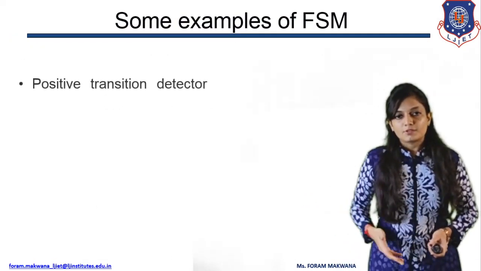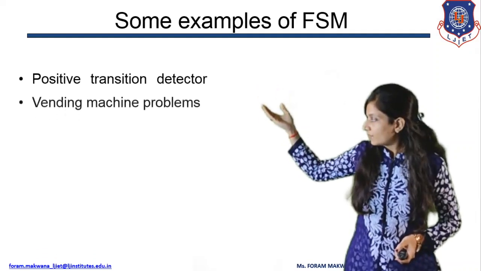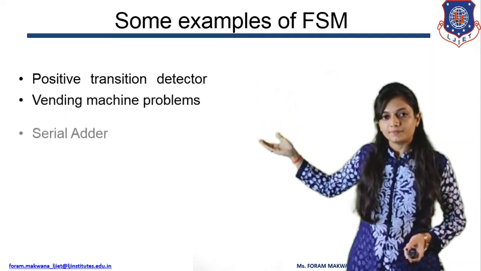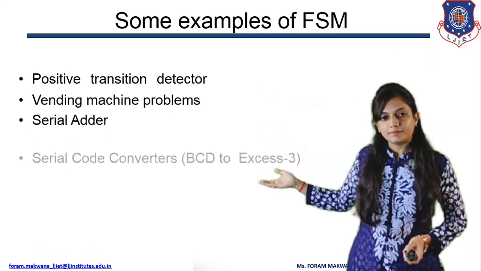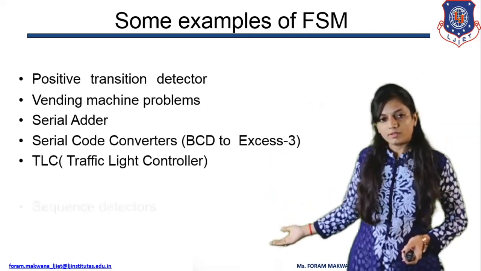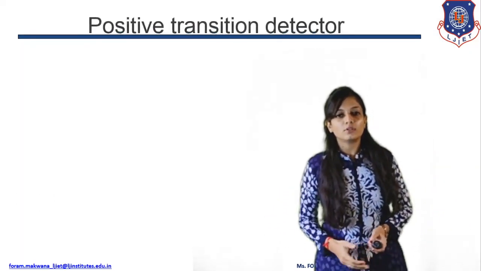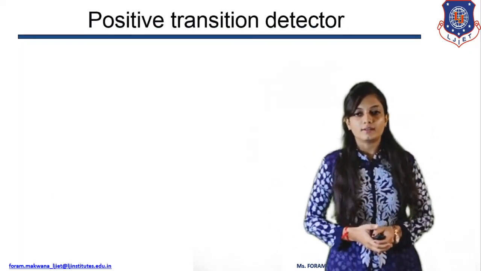Now there are some examples of FSM. The first one is the positive transition detector. The second ones are the vending machine, serial adder, serial code converter, traffic light controller, and sequence detectors. First we are focusing on the positive transition detector.